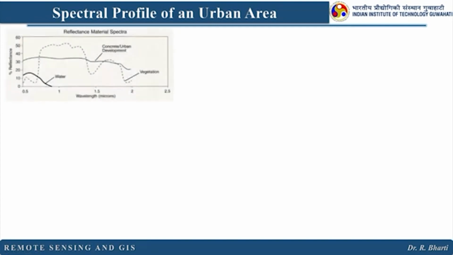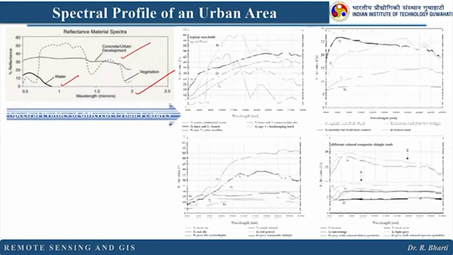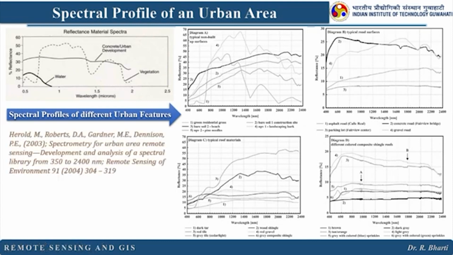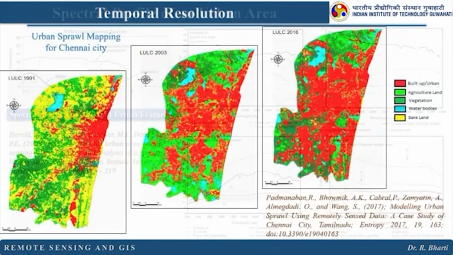So, you can see here the vegetation, concrete and water body have different spectral profiles, right, and they can be used to identify different classes of urban areas. Here you can see different profiles associated with different objects, and how they are different from each other. This is one of the potential areas where you can utilize the high spectral resolution information. So, this is in the case of urban studies.